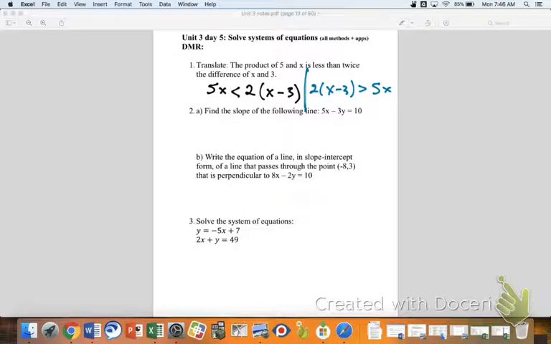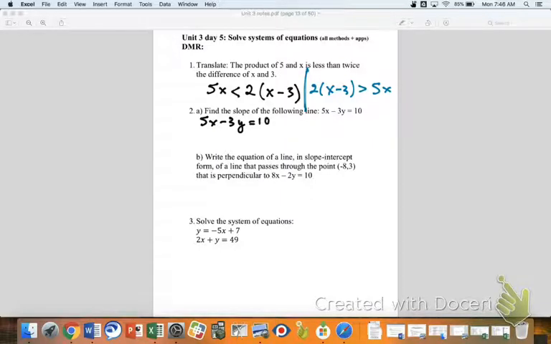Okay, then. So number 2. Number 2 says, find the slope of the following line. And that line is written in what we call standard form. There's a different set of rules to decide what the slope is based on standard form. The way that we have focused on is slope-intercept form. And so I want to put this into slope-intercept form so I can see what the slope is easily.